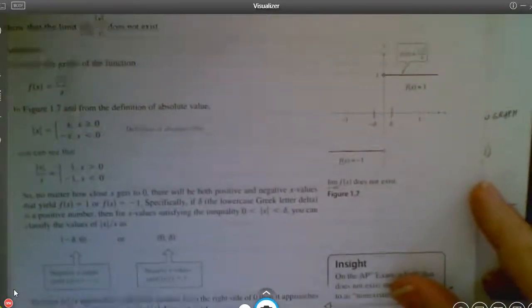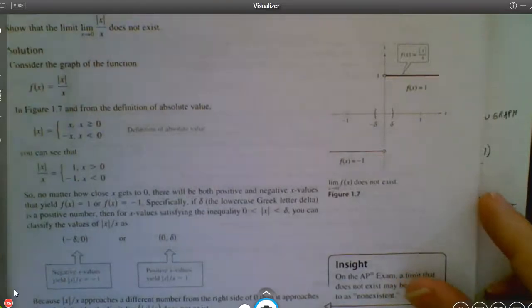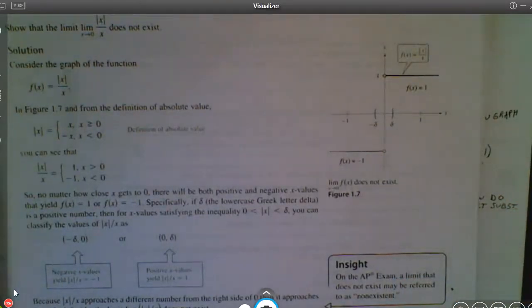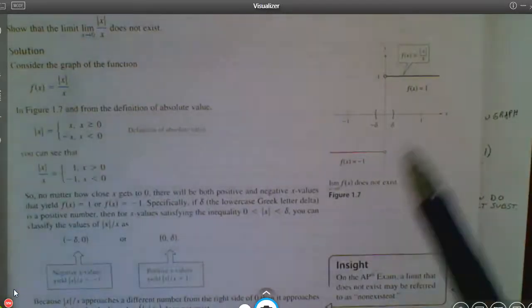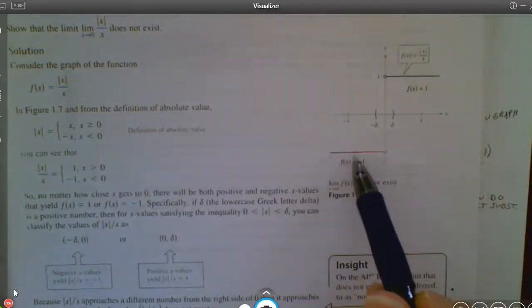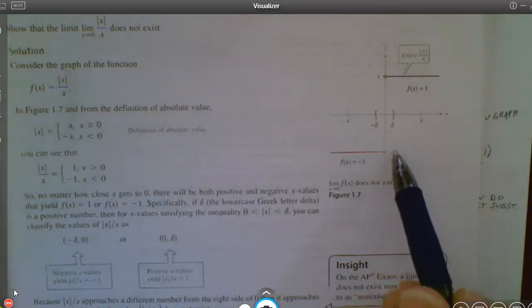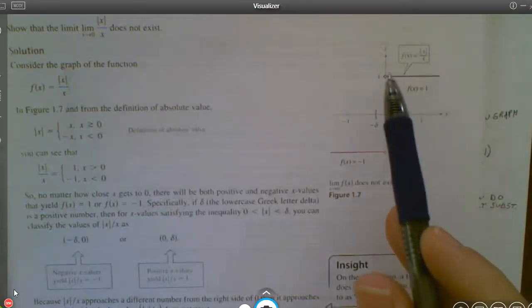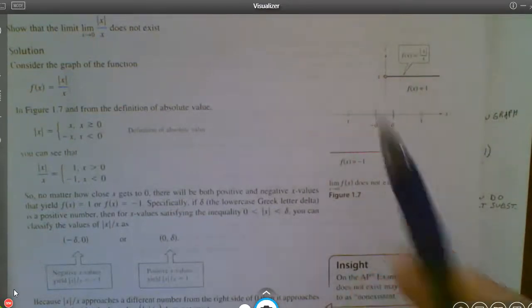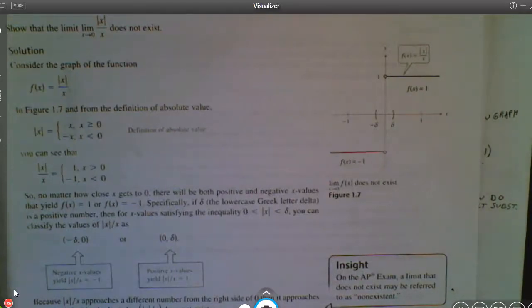All right, so some limits that don't exist. One real popular case is where your left and right behavior approach different values. In this case, and you can tell by the graph, as x approaches 0 from the left, you can see that I'm approaching a y value of -1. But on this side, as I approach 0 from the right, I approach a y value of +1. So my left and right limits are different values, right? And so this would be a case that does not exist.